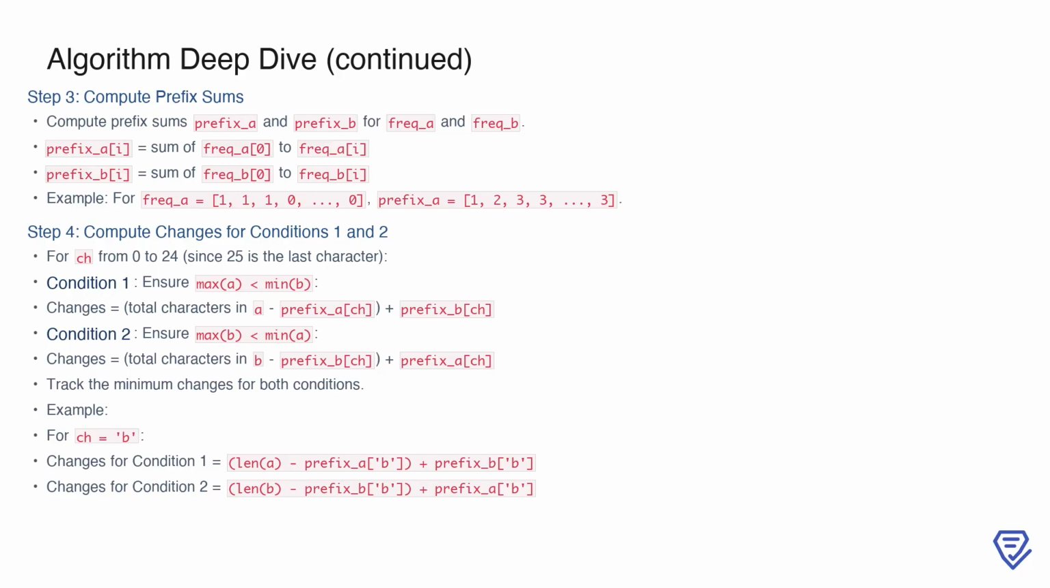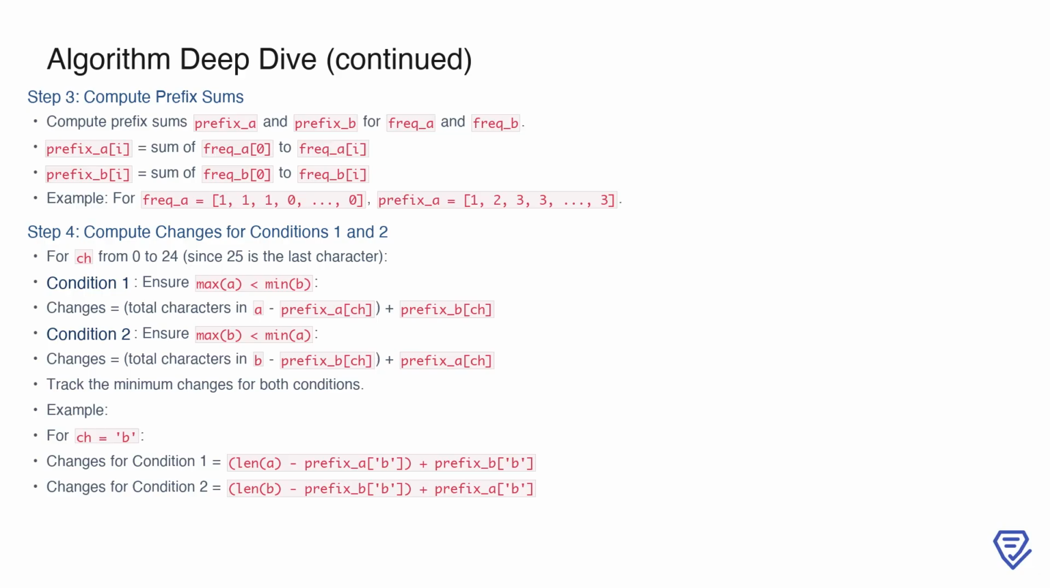Using these prefix sums, we calculate the changes needed for the first and second conditions. For the first condition, where max A must be strictly less than min B, the required changes are computed as the total characters in A minus the cumulative count of characters in A less than the current character, plus the cumulative count of characters in B up to the current character.